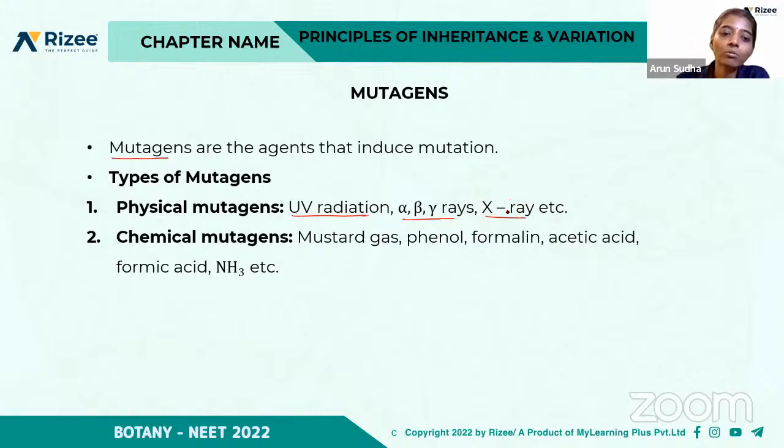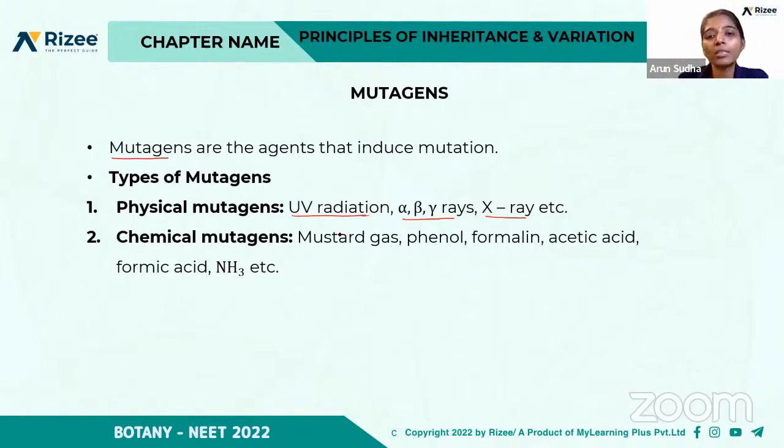That's why they used to say to avoid taking X-rays during pregnancy, right? Because that may affect the fetus. So the physical mutagens are UV radiations. Nowadays, because of the ozone layer depletion, the UV radiations are directly hitting Earth. That's why so much exposure, in turn, may act as a mutagen.